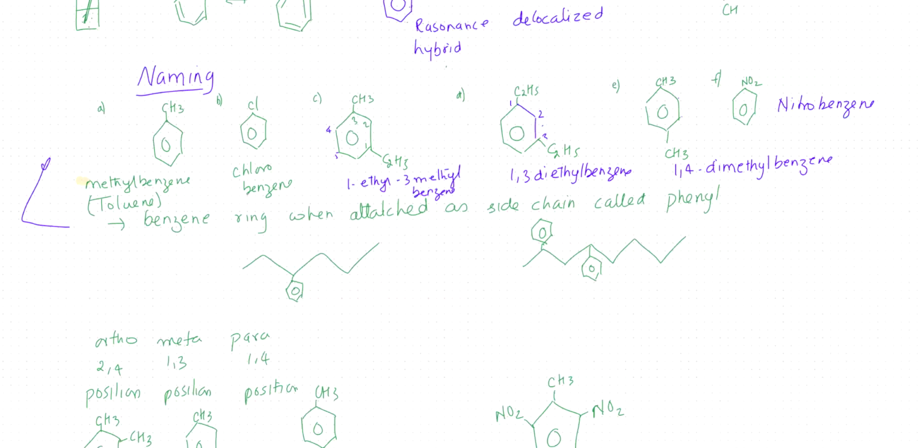Benzene ring can also form a side chain. For example, in this, there's a long carbon chain of 1, 2, 3, 4, 5, 6 carbons, and the benzene ring is attached on the third carbon. All the side chains are named as -yl. So for benzene, it's called phenyl. So 3-phenylhexane.